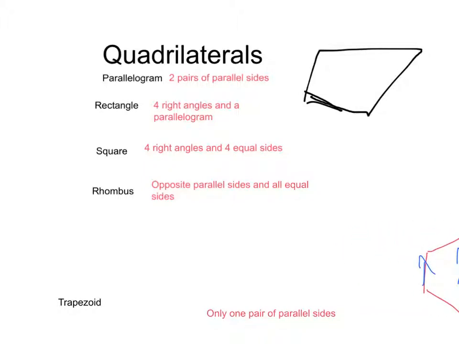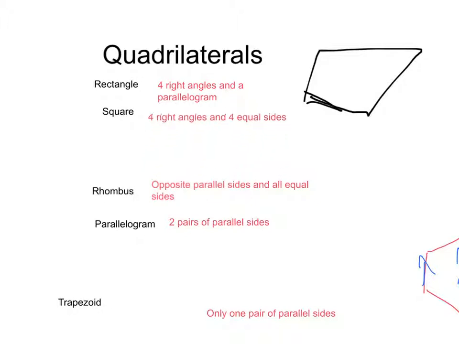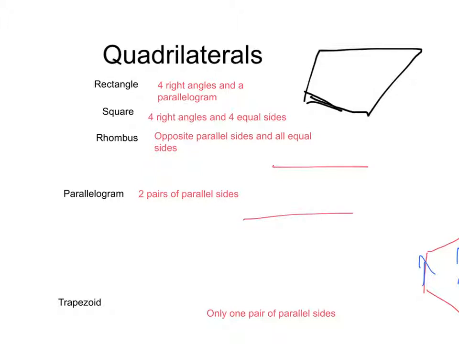And let's go on to a parallelogram. A parallelogram has two pairs of parallel sides. We'll move these up here so they're not in our way anymore. Two pairs of parallel sides. So we go from the trapezoid with just one pair to a parallelogram that has two. So you'd have, say, your top and your bottom, and then your sides are also parallel. So, kind of like that.